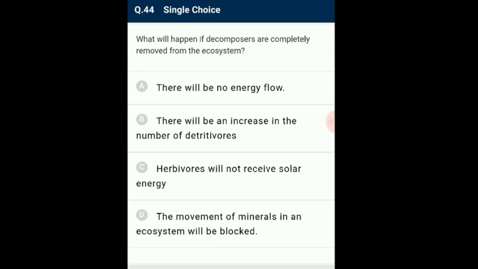Decomposers play a vital role in energy flow through the ecosystem and also in making available the essential nutrients to the producers. If decomposers are removed from the ecosystem, then the minerals required by producers will not be available and it will disrupt the food chain. So the answer is option D. The movement of minerals in an ecosystem will be blocked.